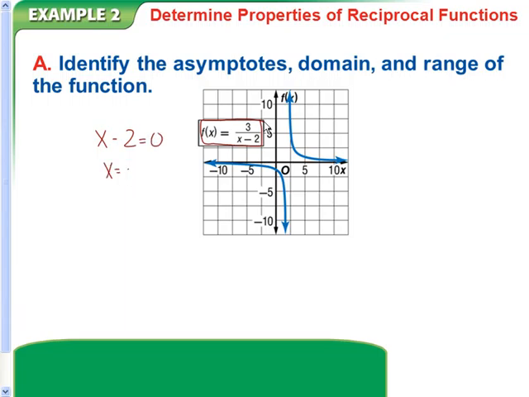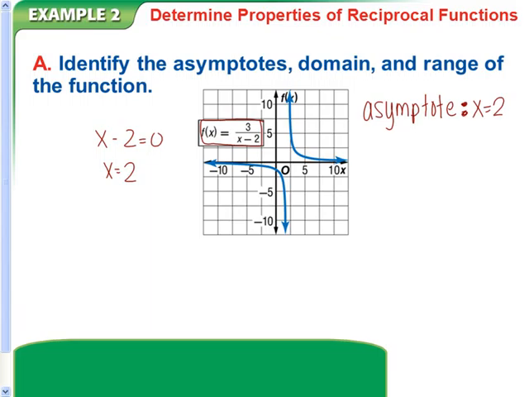That looks like a negative 2. Let me erase that. So there is an asymptote at x equals 2. Maybe that should be a colon rather than an equal sign.